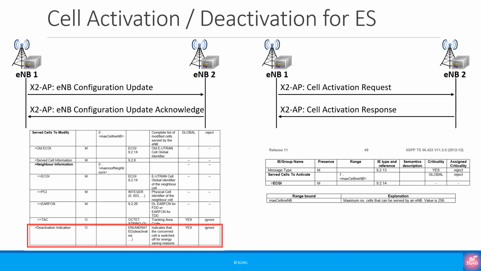The X2AP cell activation procedure can be later used to request the neighboring eNode B to switch on one or more cells previously reported as inactive due to energy saving reasons.